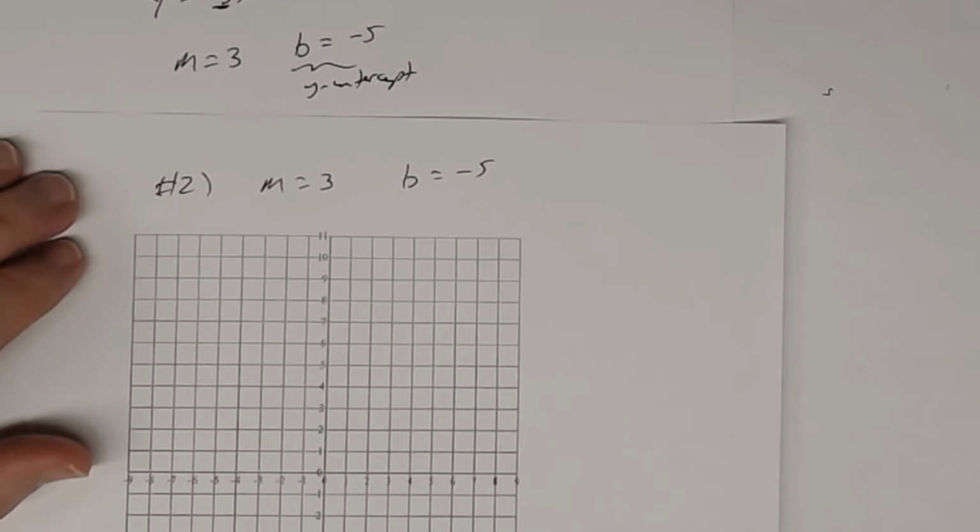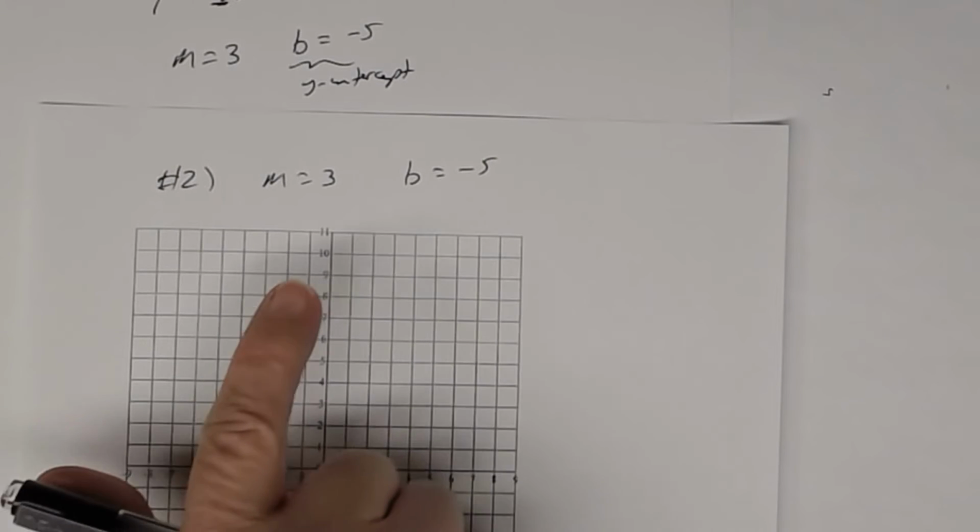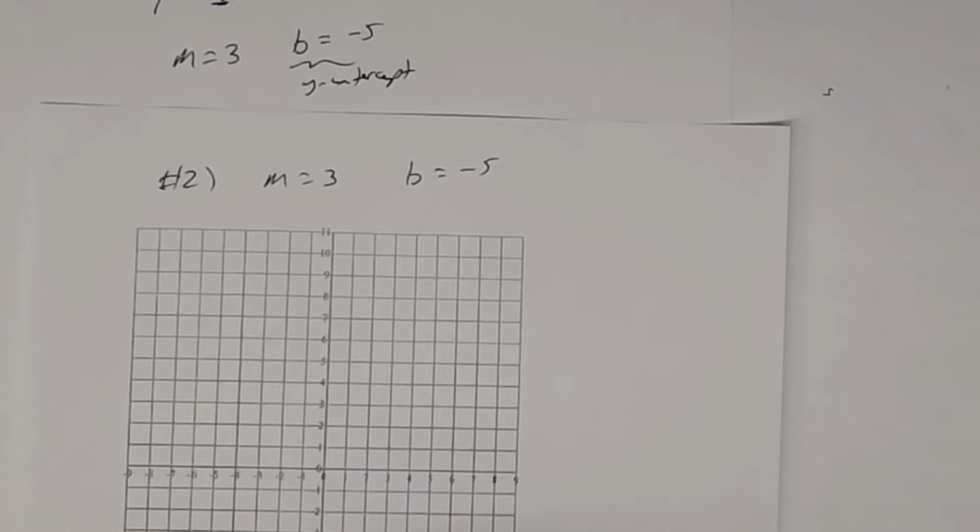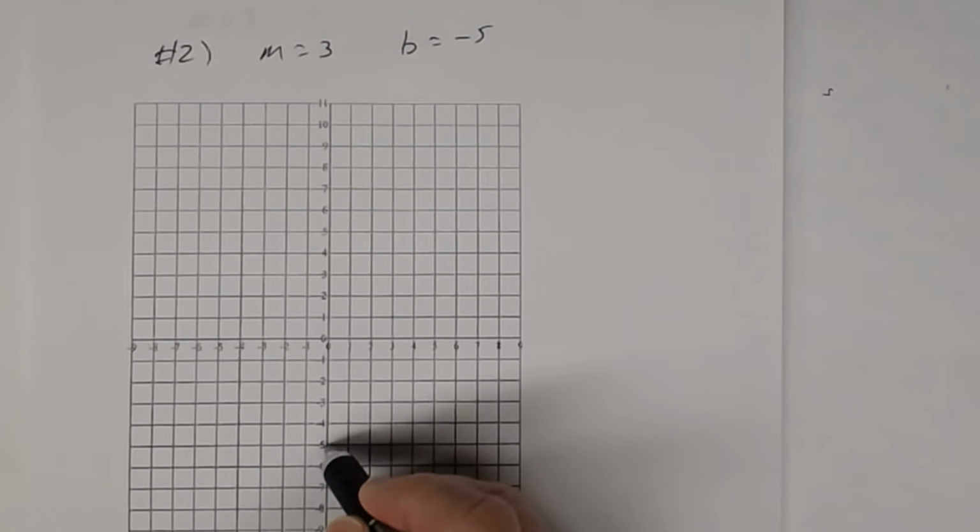So remember, to graph a line, you need 2 points. So I know one of them. One of them is that y-intercept. So my y-intercept's at negative 5, right here. And my slope is a positive 3.